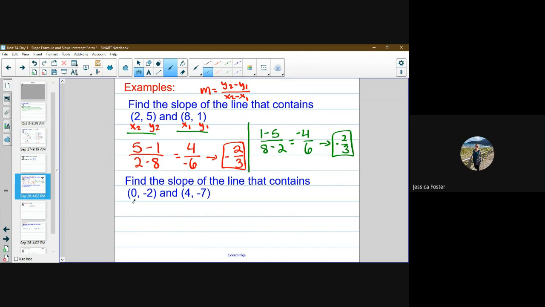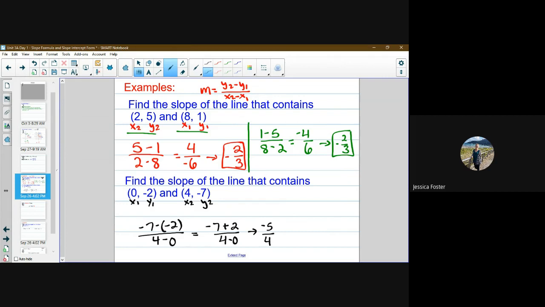So let's go x1, y1, x2, y2. Got negative 7 minus negative 2 all over 4 minus 0. Well, when I simplify this, negative 7 minus a negative 2, when I'm subtracting the negative, that's the same thing as if I was adding 2. Going through and simplifying this then, negative 7 plus 2 is negative 5. 4 minus 0 is 4.